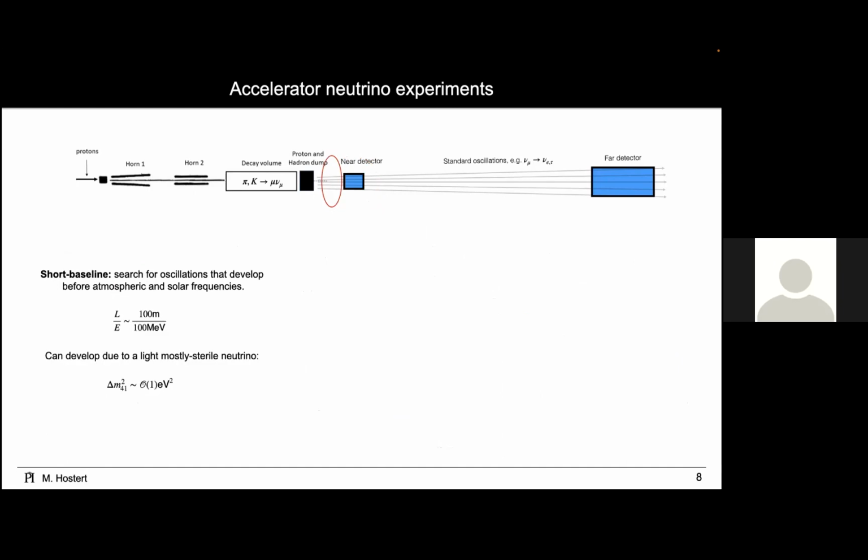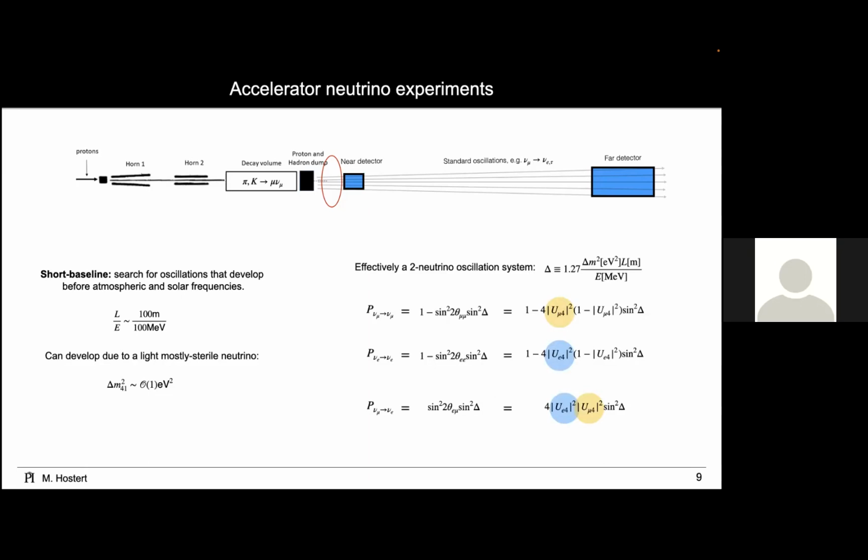For us in this talk, we'll be talking about short baseline oscillations. And that will mean an oscillation that develops at an L over E of order 100 meters per 100 MeV. And if there is such an oscillation, this would come due to a delta m squared of order 1 eV². So this type of delta m squared is much larger than the delta m squareds that we already know of between the first and second and first and third neutrinos. Those are of order 10⁻³ and 10⁻⁵ eV². But this is much larger. So that's a new type of oscillation that we are looking for.